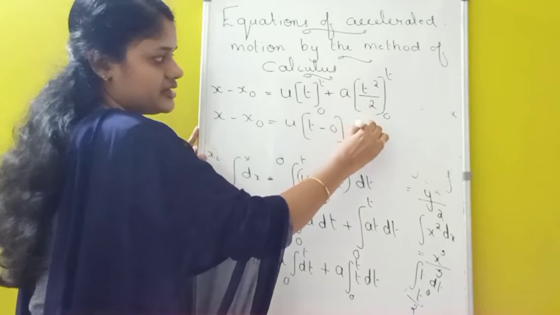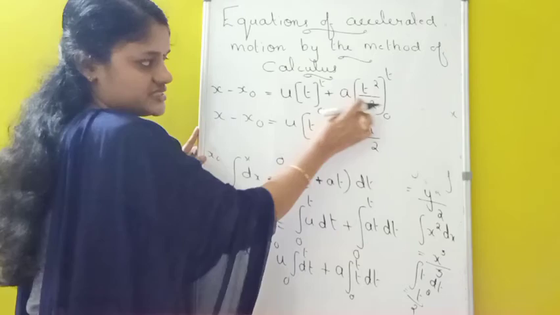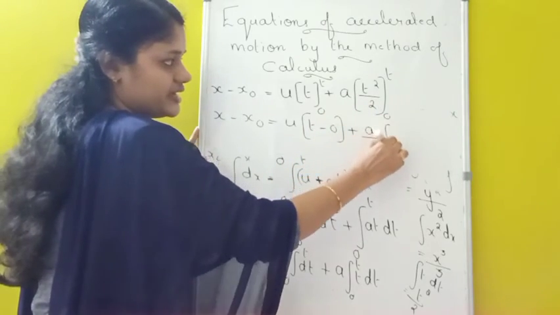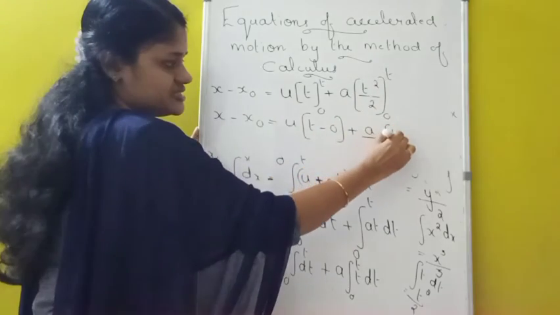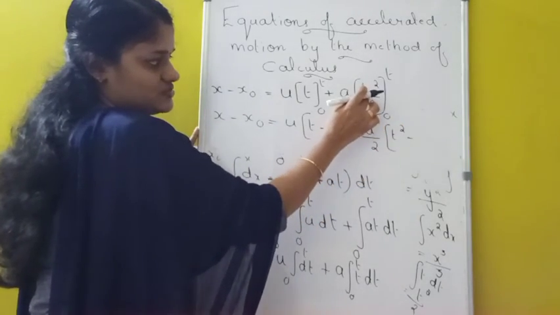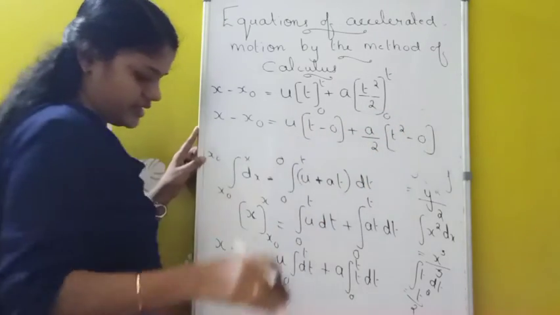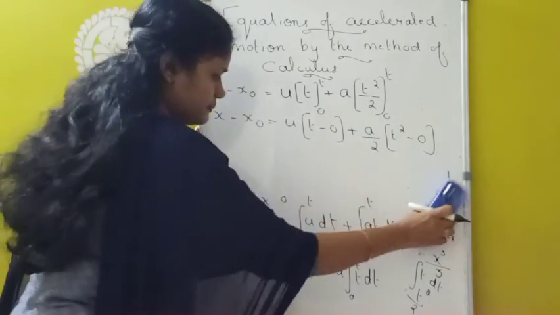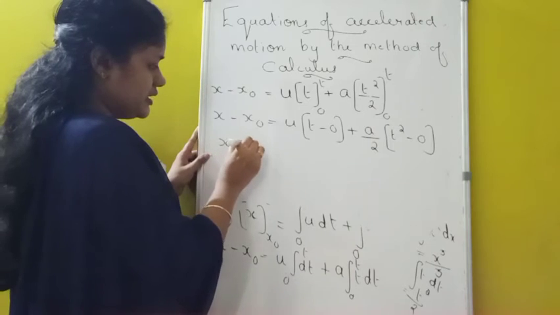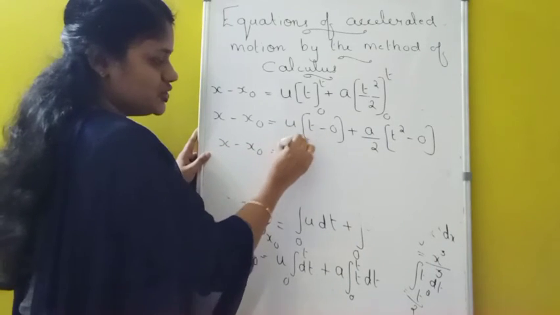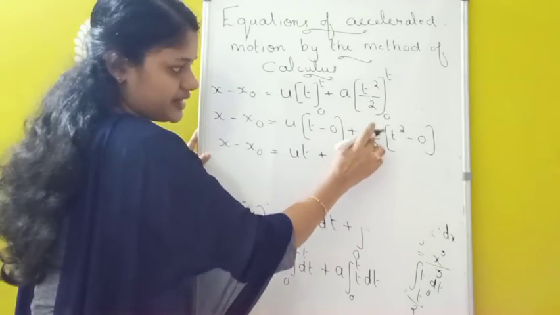Plus again here a, and this by 2 I am taking outside because it is a constant. Remaining for t square I have to put the upper limit. So instead of t I have to put t itself. That means t square minus, instead of t I am putting 0, lower limit. So minus 0. Now again we are simplifying. So we'll be getting x minus x0 equals ut, this term becomes 0, plus here a by 2 into t square.